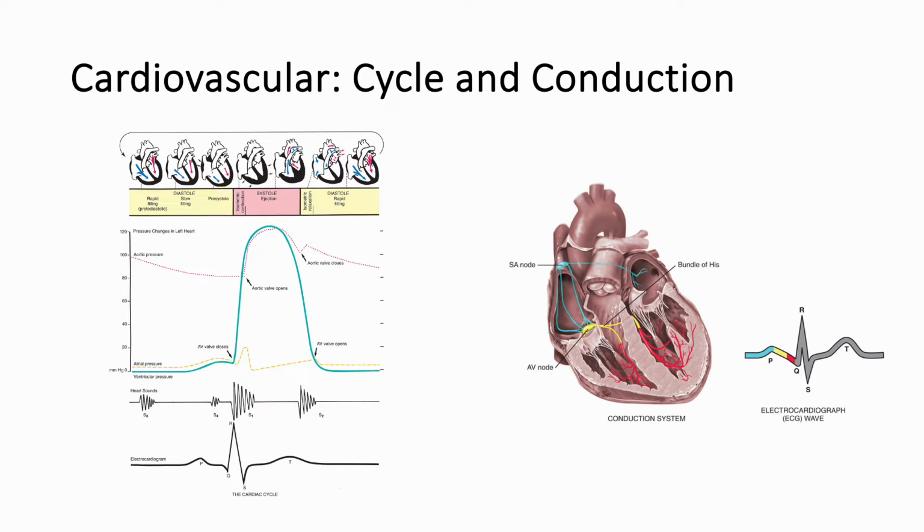All four valves are closed again. The ventricles relax, and then eventually the atria get filled with blood, and there's enough pressure, and it pushes through the mitral and tricuspid valves that open up again, and we move that blood back into the ventricles. Okay, so again, the mitral and tricuspid valves are called the AV valves because they open up from the atrium to the ventricles.